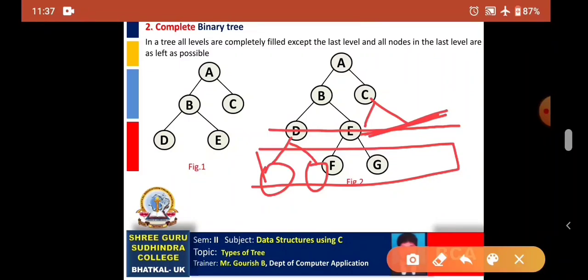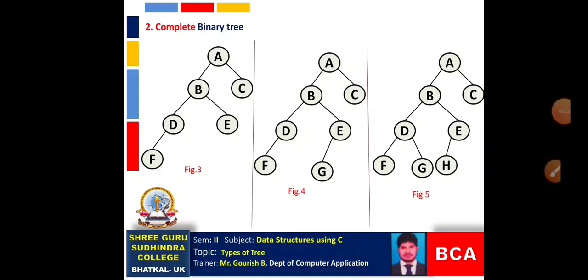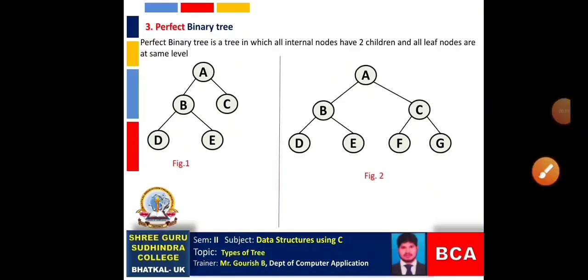Fine. And this is for your assignment. You have to identify which is the complete binary tree and which is not, and you have to give the proper reason. Fine. And third type is perfect binary tree.